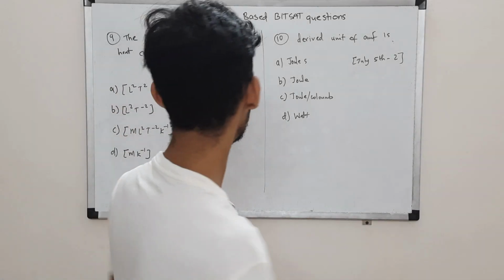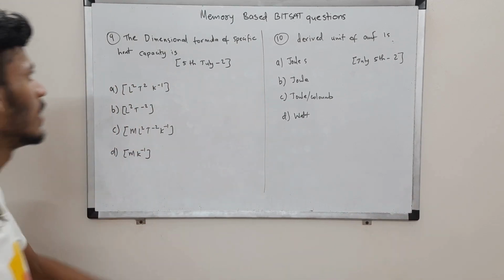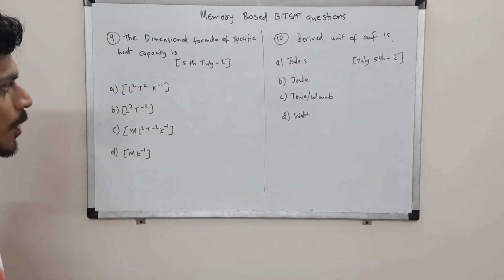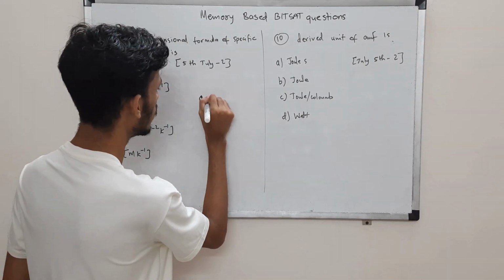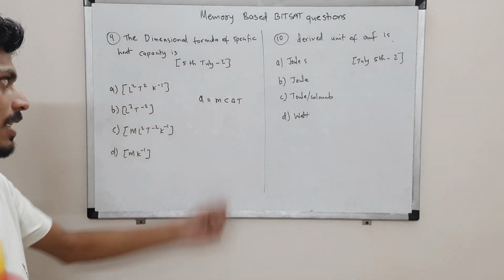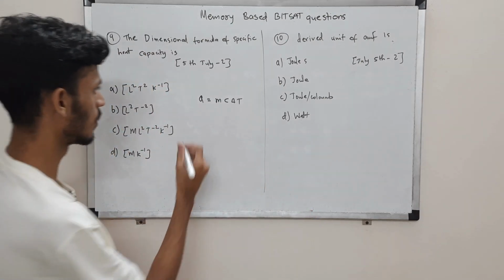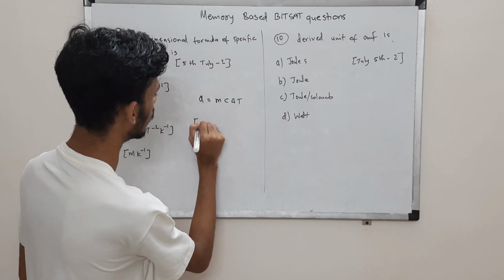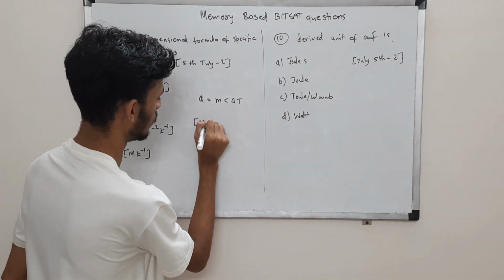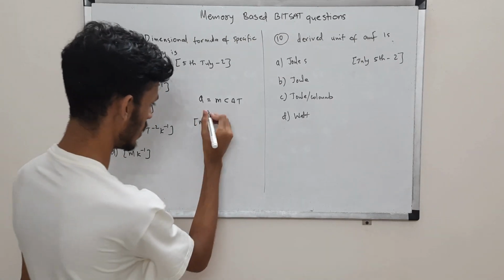Questions 9 and 10 are pretty simple, so let's do them together. In question 9, we are asked for the dimensional formula for specific heat capacity. The simple formula is Q equals m c delta T. Q is heat, m is mass, c is the specific heat capacity, and delta T is the temperature difference. So just apply dimensions. Q is heat. Heat is a form of energy, actually a way of transfer of energy, so it has the same dimensional formula as energy.